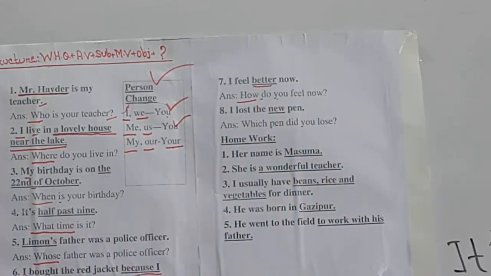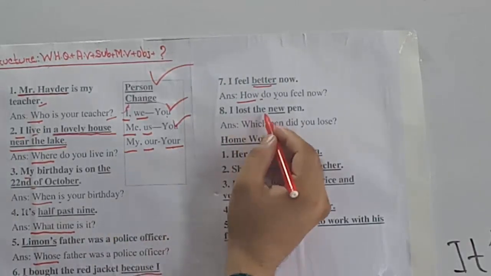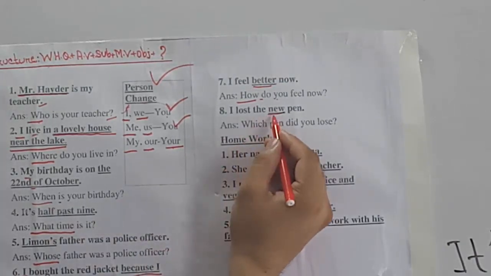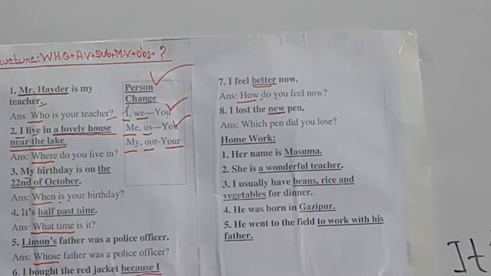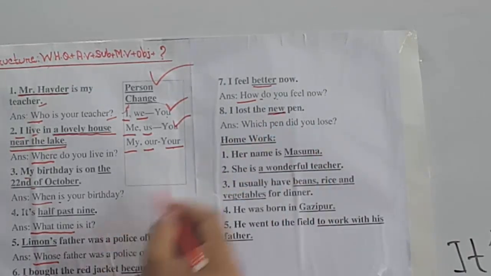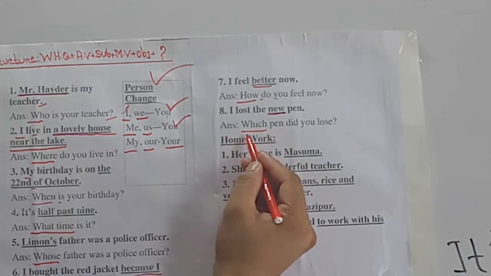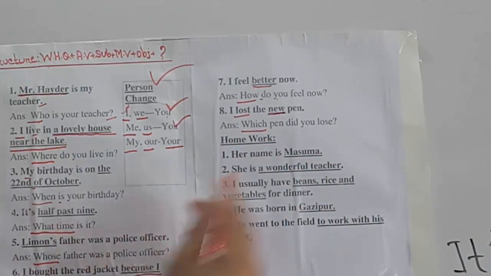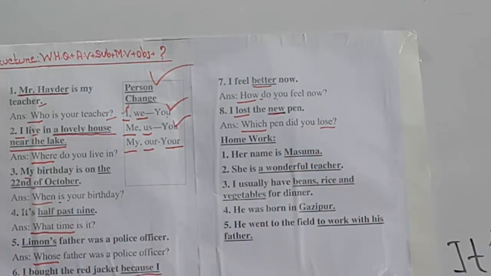Next one, number 8. I lost the new pen. Here new is underlined. So new is an object. Object of what? Is it old or new? Which gives us the information about a choice, an alternative. So if there is any alternative choice, then you have to write which. So, which pen did you lose? Here lost is the past form. Here you have to write the present form.